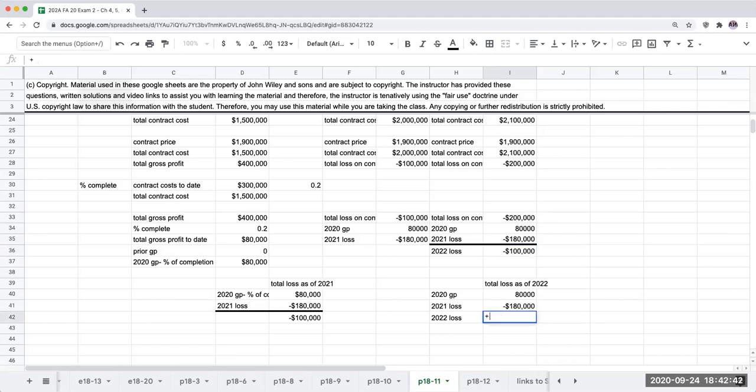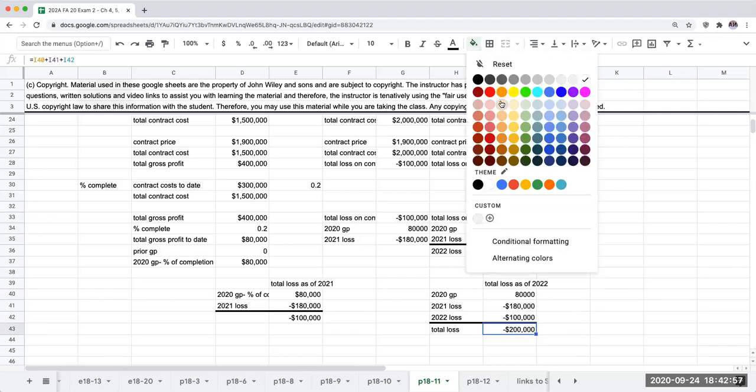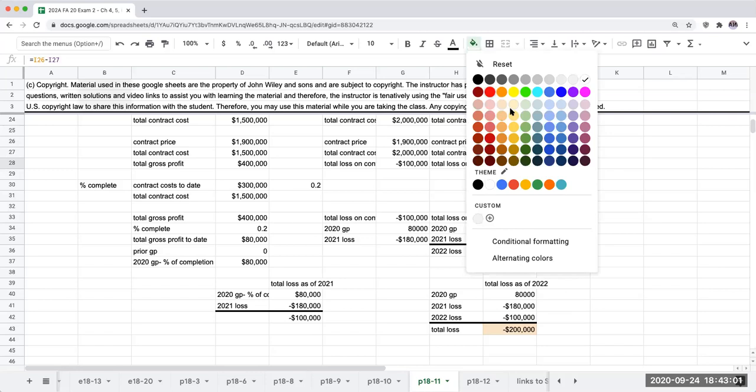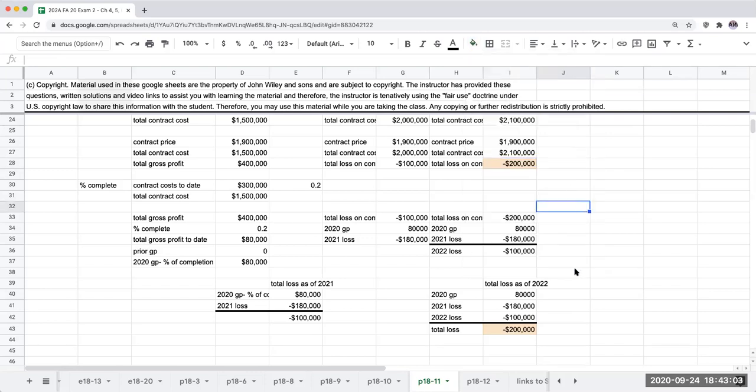So over here, my total loss on this is going to be $200,000. So my whole loss here of $200,000 matches my total loss on my contract over here of $200,000. So that is percentage of completion.